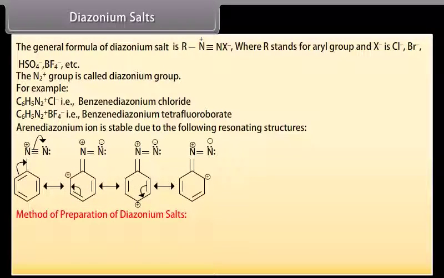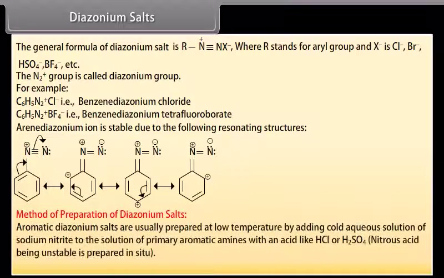Method of preparation of diazonium salts. Aromatic diazonium salts are usually prepared at low temperature by adding cold aqueous solution of sodium nitrite to the solution of primary aromatic amines with an acid like hydrochloric acid or sulfuric acid, because nitrous acid being unstable is prepared in situ.